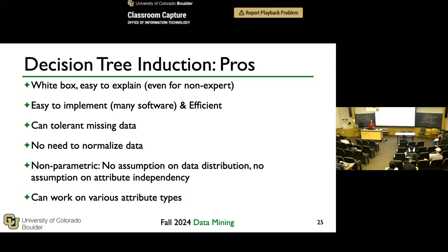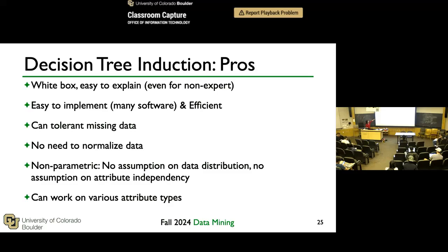Implementation is easy. It's just a recursive tree construction process, and you can probably find quite a few implementations, and they're reasonably efficient. It can also tolerate missing data. Earlier we said that if you come to one subtree and you don't have all the detailed information, as long as the majority is there, you would still be able to make a decision. So it's reasonably robust, even if you don't have all the complete information.